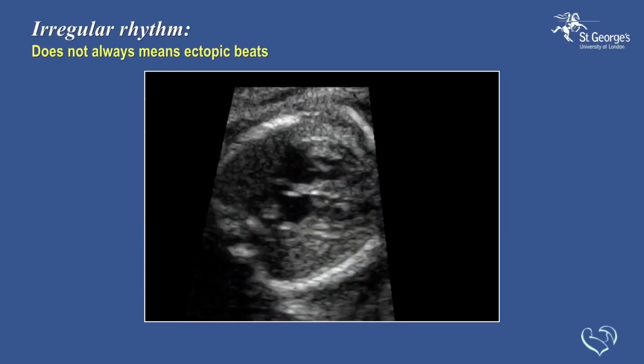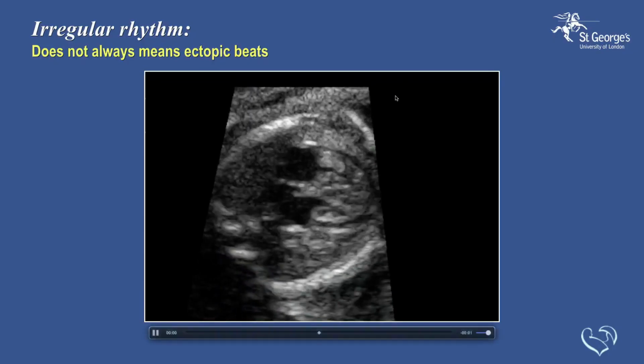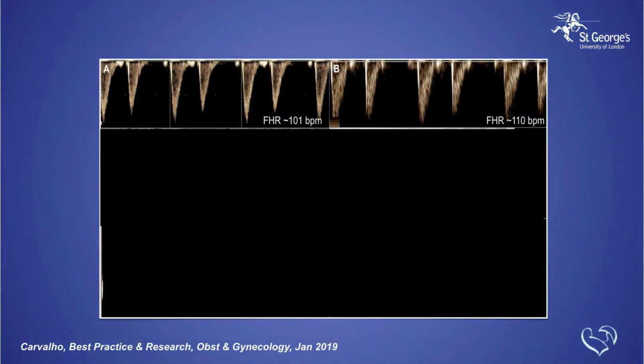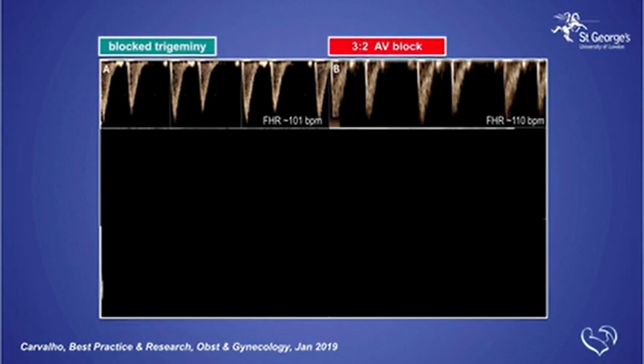If you look at that, it's kind of contracting in pairs, two together, two together, two together. And that is what you would get on your umbilical artery, your aorta, on any arterial flow through the baby. You have two together in a gap, two together in a gap. And these are from two different babies. One has a blocked ectopic, blocked trigemini in a certain pattern, and one has a 3-to-2 atrioventricular block. Completely different implications for the babies. Heart rate about the same, 101, 110. So we can't differentiate from the heart rate.